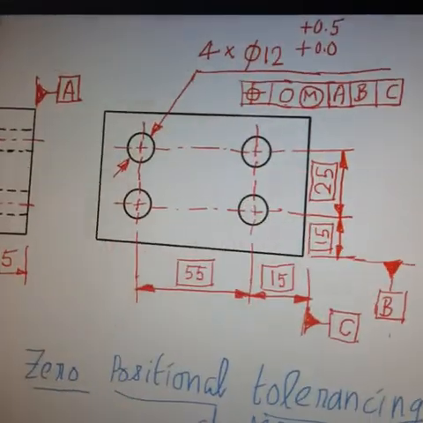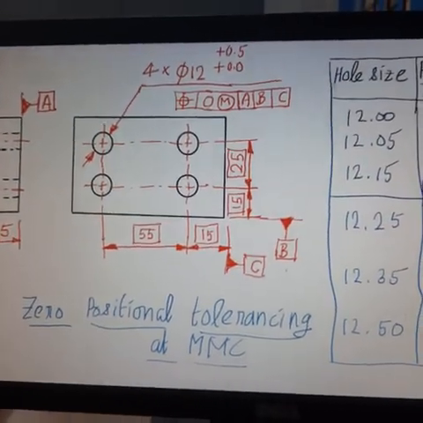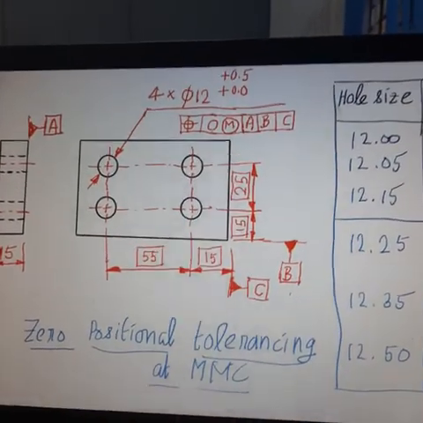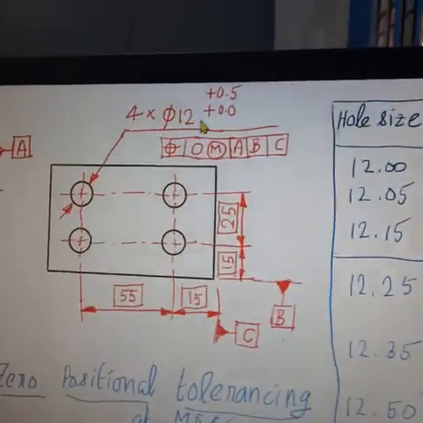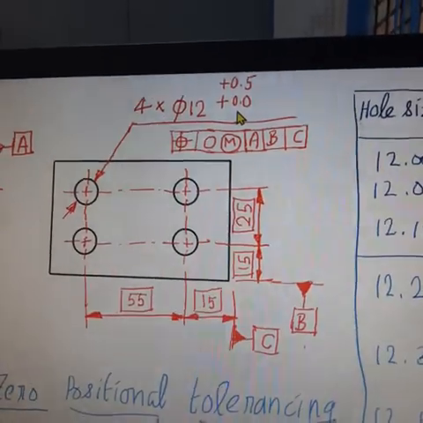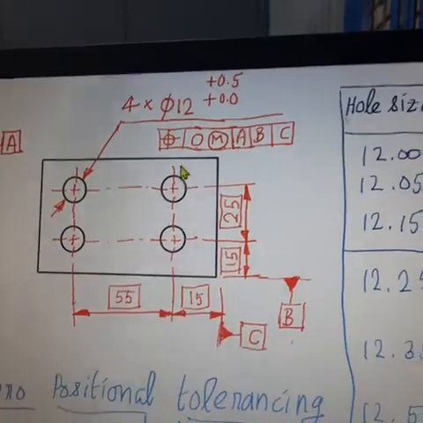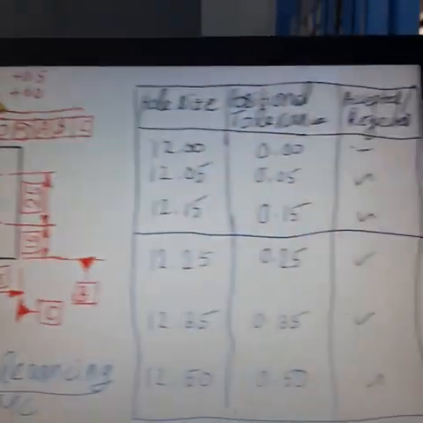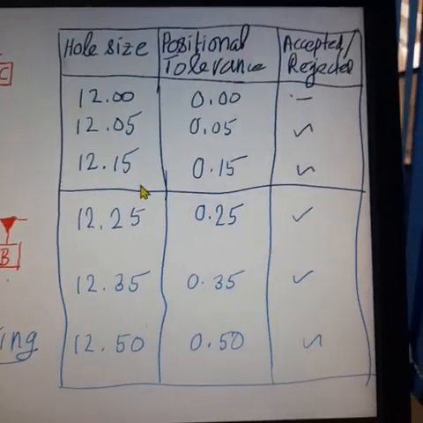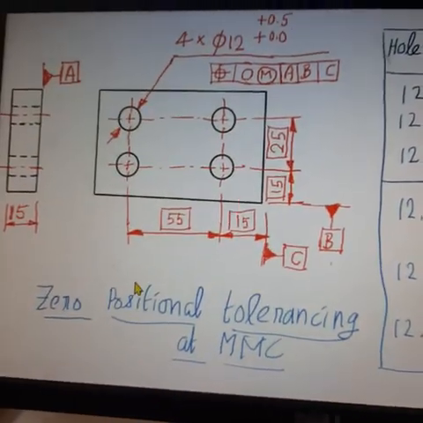So when you convert a drawing using zero position tolerancing, more components can be accepted because the lower limit is changed. Previously it was 12.25 before you converted it. Now it has been changed to 12 mm. The upper limit of 12.5 is retained. The lower limit is changed. Because of this, even holes of 12.05 and 12.15 are acceptable after converting to the zero position tolerancing method.